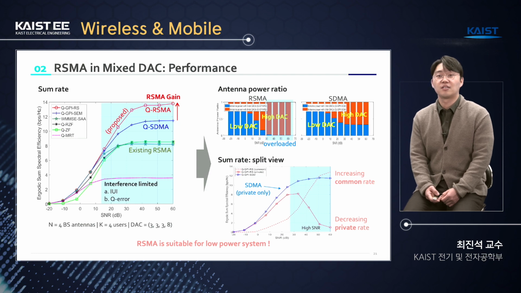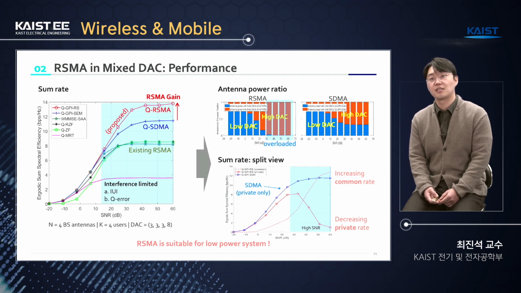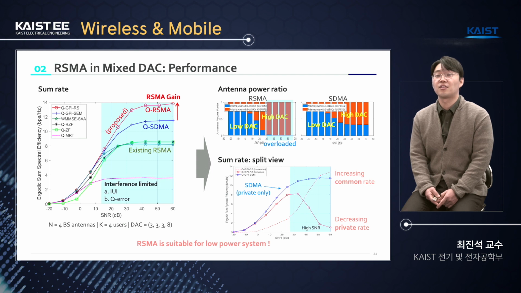By developing such an RSMA-based precoding method for the quantized system with mixed DACs, I plot the sum rate versus the signal power. As you see on the left curve, the proposed method has the highest sum rate over most of the SNR range. Compared to the SDMA, we can have a dramatic or noticeable increase when using the RSMA. This RSMA gain comes from efficiently using the antennas and handling the interference.